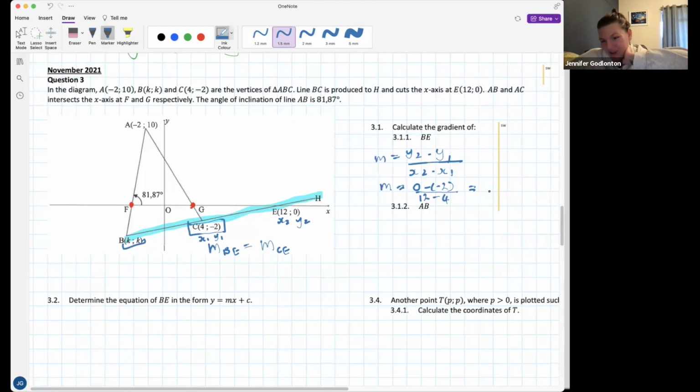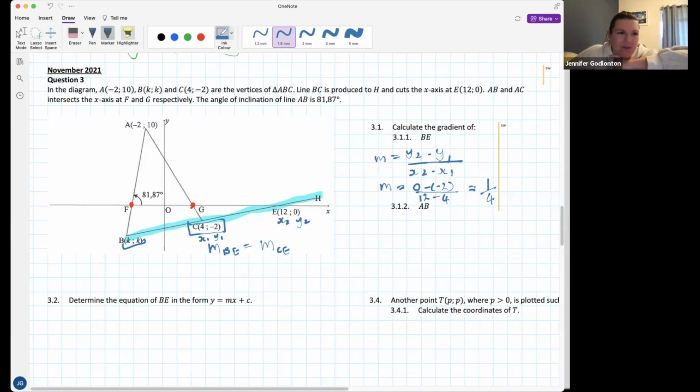What is our final gradient answer going to be? Pop it into your calculator. 1/4. I love it. Absolutely. Glorious. Okay, so we have our gradient. Cool. It's a good start.